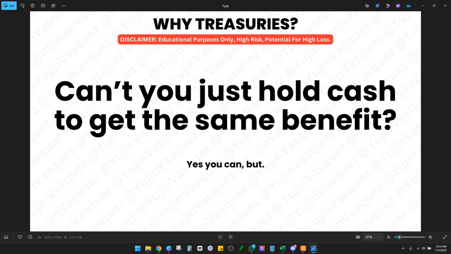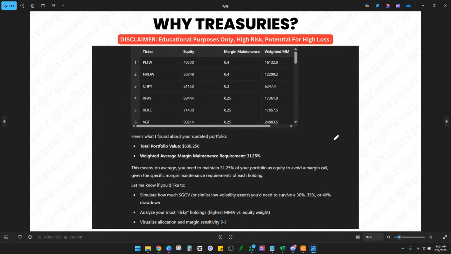All right. So let's look at some simulations here. So I uploaded my entire portfolio into my artificial intelligence and basically said, hey, give me some information, right? It says I have a total portfolio value of $638,000. And this was interesting. I have a weighted average margin maintenance requirement of 31% or 31.25%.